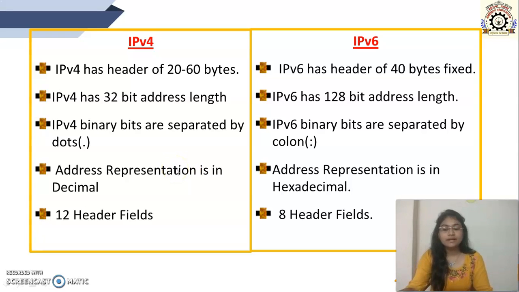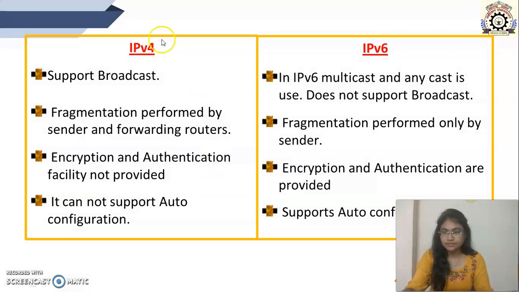The IPv4 header format contains 12 fields, and in the case of IPv6, the header fields are 8. IPv4 supports broadcasting, but IPv6 cannot support broadcasting. It supports unicasting, that is one-to-one communication, one sender, one receiver, or multicasting, that is one sender, many receivers.